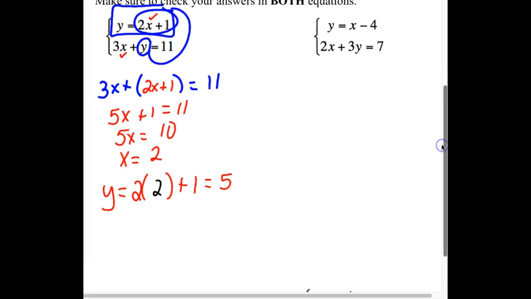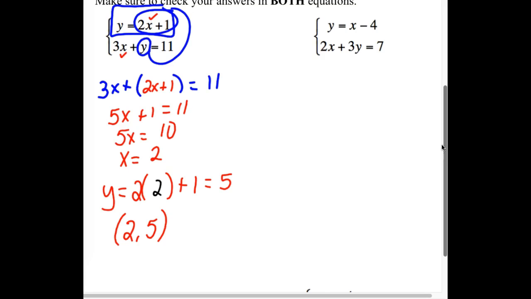The way you're going to report your answer to me is as an ordered pair. Because remember, we're trying to find that coordinate point where these 2 lines intersect. Algebraically, we found it to be the coordinate point 2, 5. Okay, remember x is always first, y is always second.